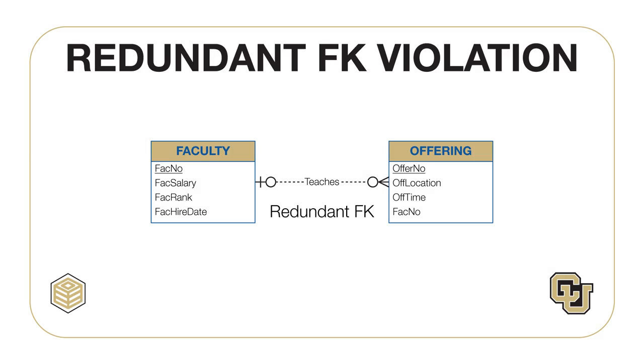You should look for an attribute name matching the name of the primary key in the related parent entity type. In this ERD, fact number in the offering entity type matches the primary key of fact number in the faculty entity type. Offering.factNumber is redundant with the teaches relationship in this ERD.